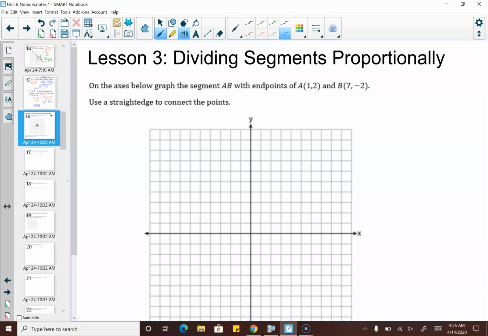On the axes below, graph the segment AB with endpoints A(1, 2) and B(7, negative 2). So everybody take a second, graph those points. So 1, 2, there's A, and then 1, 2, 3, 4, 5, 6, 7. Negative 2, there is B, and I want to make sure that we connect them. So we're going to connect them with a segment. Now again, it's a segment, not a line. All right.